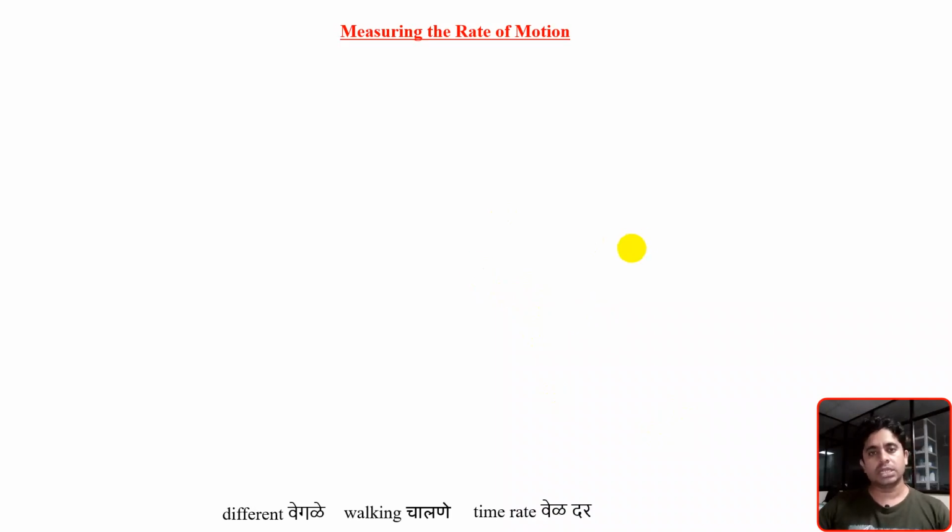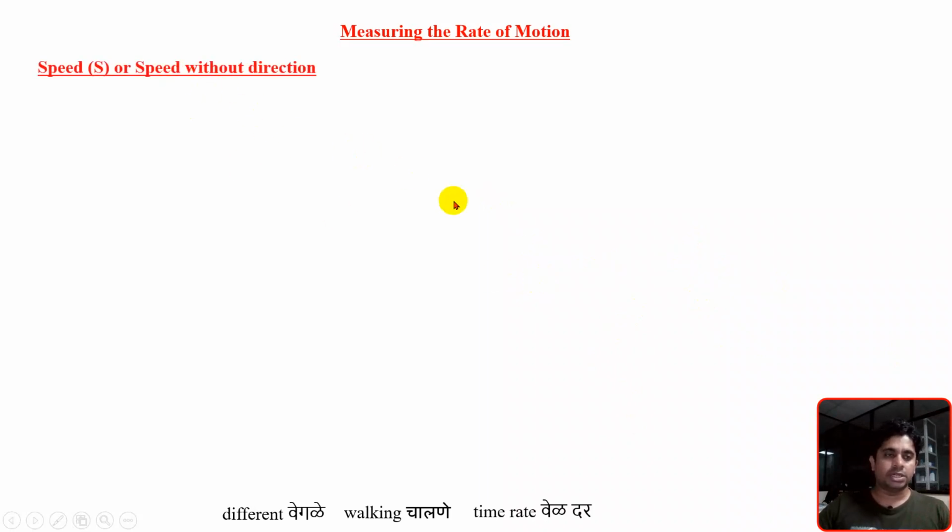So we have to measure the rate of motion. Regarding this, there are two terms with which we will measure the rate of the motion. First is speed without direction and second is speed with direction. Speed with direction is nothing but velocity. In this video we will discuss speed without direction, and in coming videos we will discuss velocity, that is nothing but speed with direction.